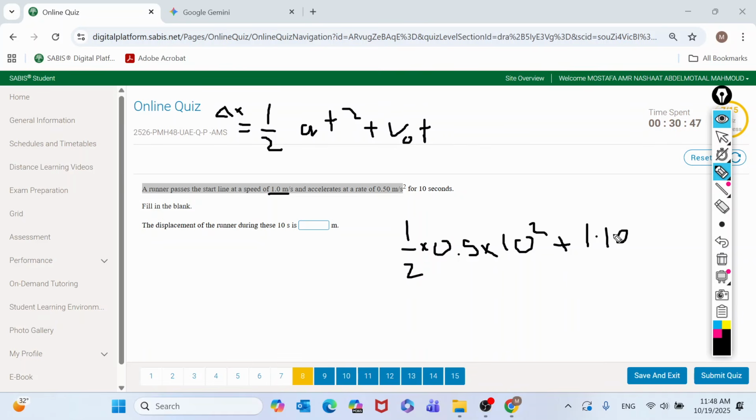Put it on your calculator, give me 2 seconds. 1 over 2 times 0.5 times 10 squared plus 10, that equals 35.